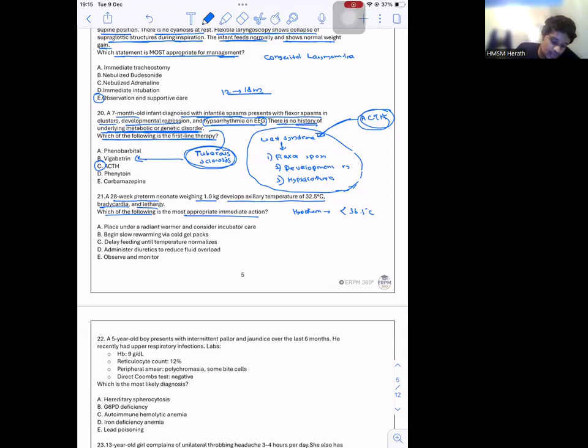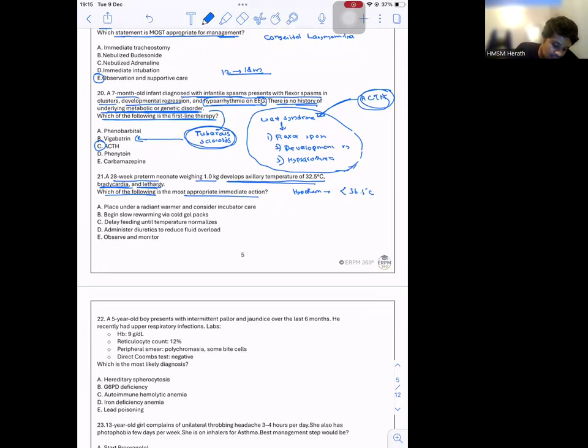Now here, along with hypothermia, the child has other symptoms like bradycardia and lethargy as well. So the management should be to immediately rewarm the child. Immediate thermoregulation is required. So let's go to the answers. Place under a radiant warmer and consider incubator care. Yes, that is the best method for thermoregulation. We rewarm gradually, and we can protect the child against heat loss. That is the best management step.